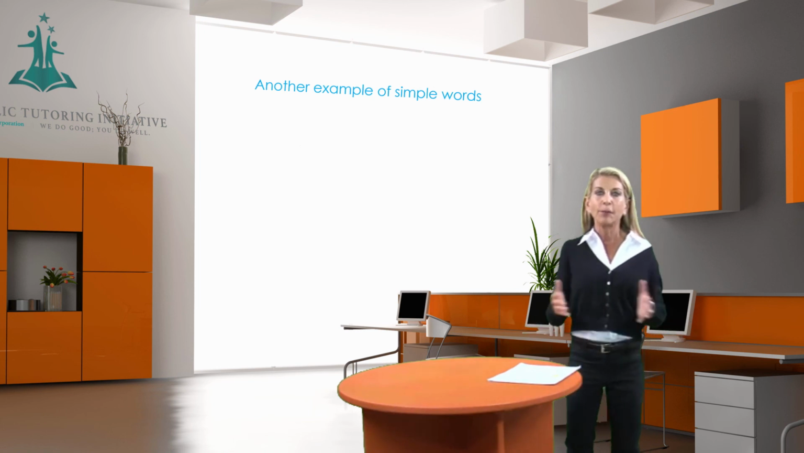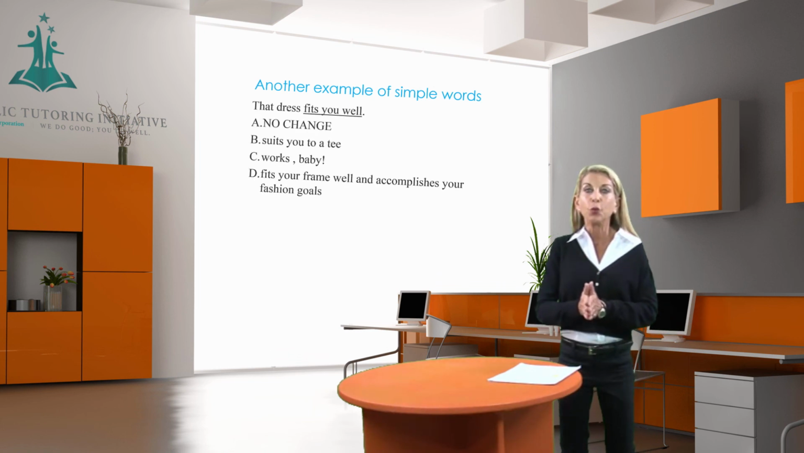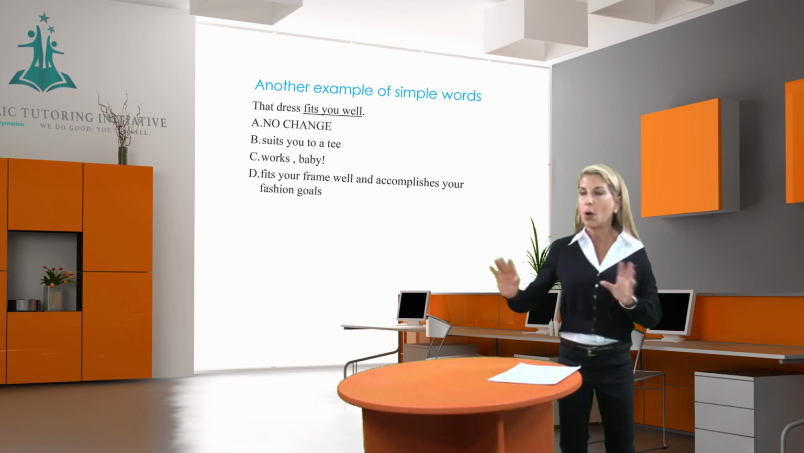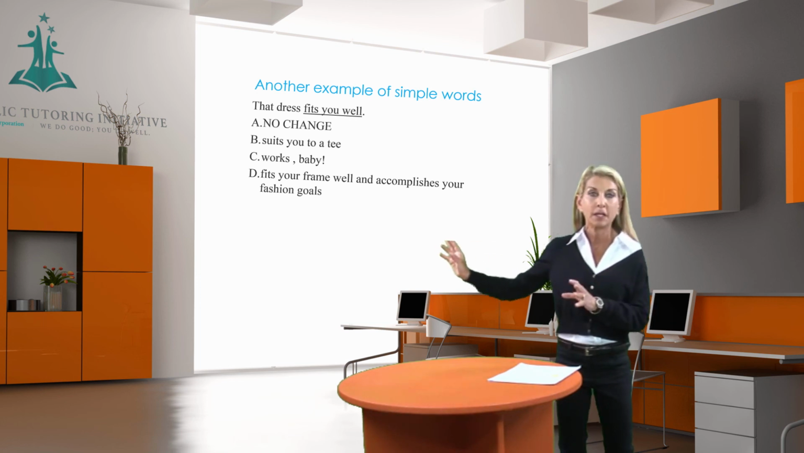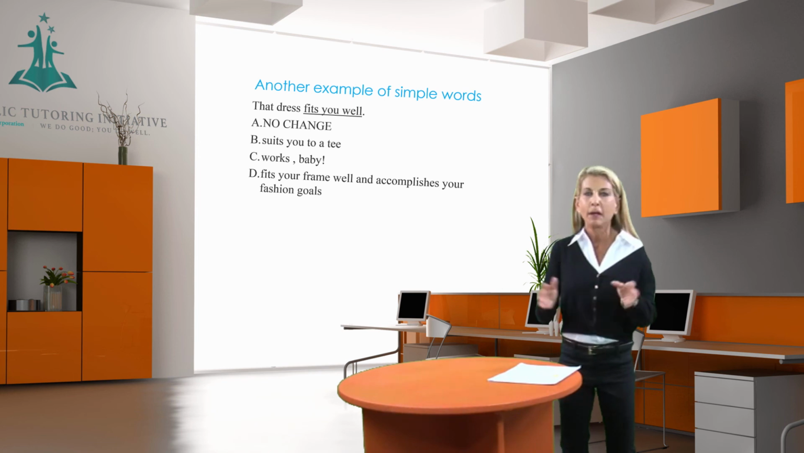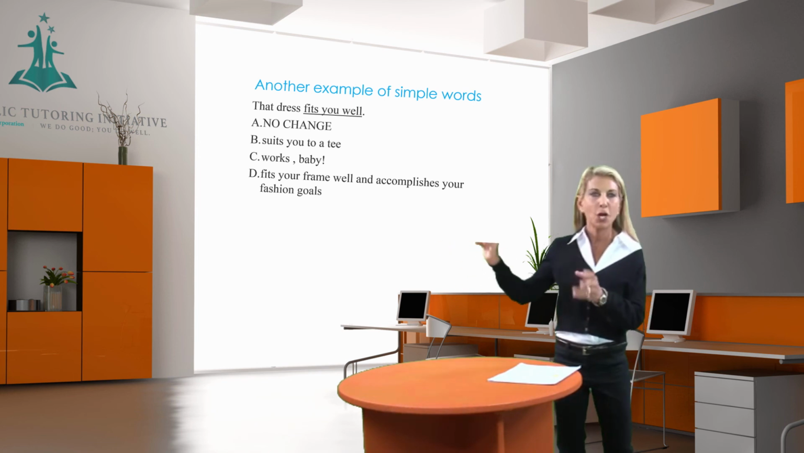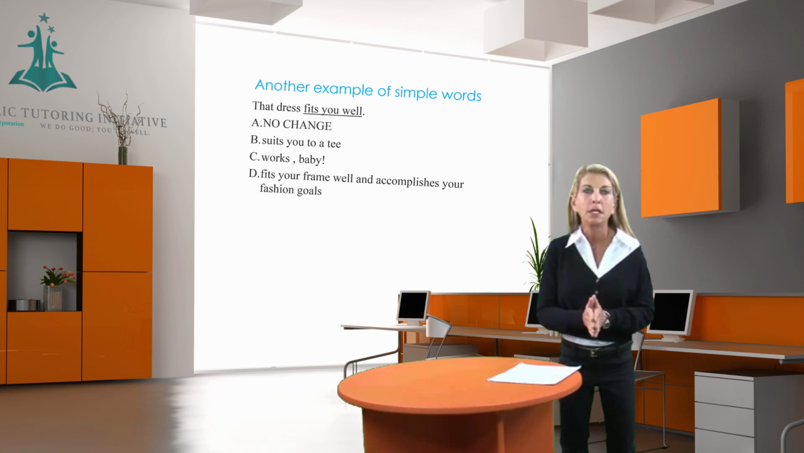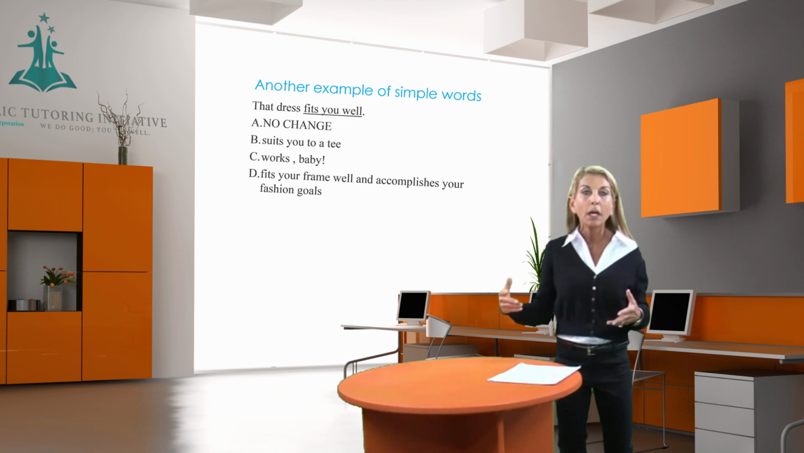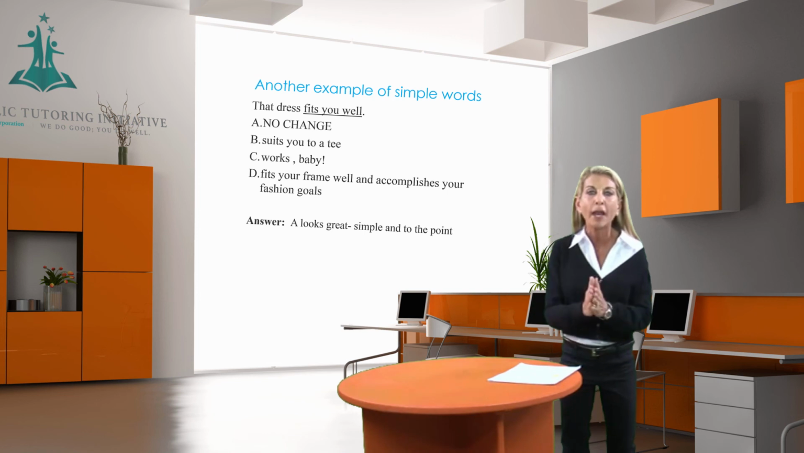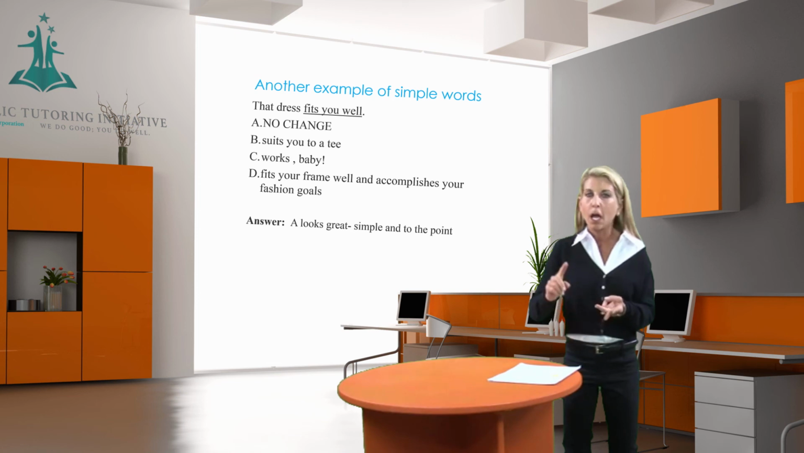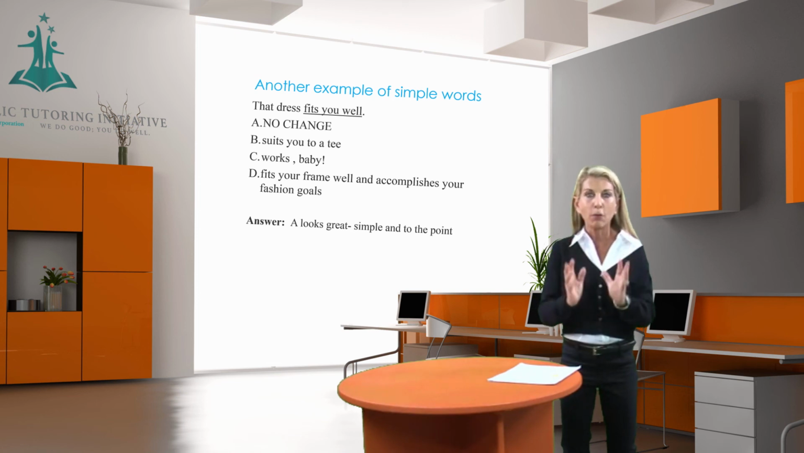Here is another example. That dress fits you well. Okay, A, no change. It sounds pretty good, right? That dress fits you well. B, that dress suits you to a T. Okay, way too corny. Leave that to your old aunties. Okay, C, that dress works, baby. Okay, way too casual, like for those people who judge how the stars look on the red carpet. Not for us. D, that fits your frame well and accomplishes your fashion goals. Okay, did that sound really robotic and wordy? It is. All right, so now you get my drift. We want A, keep it simple and straight. Not too formal, not too corny, not too street. Keep it the way they write the test.